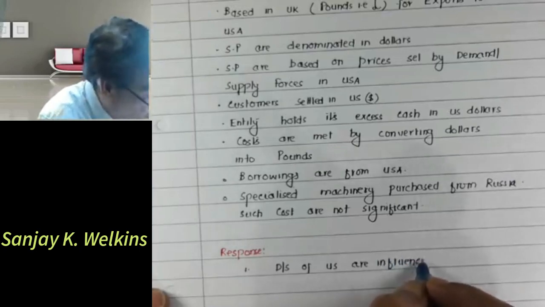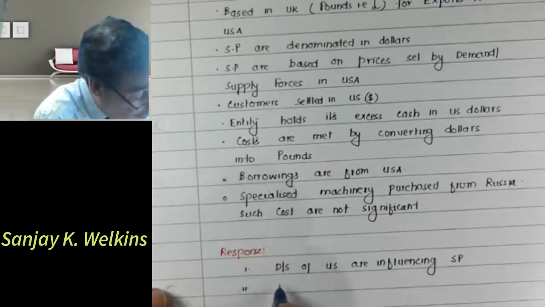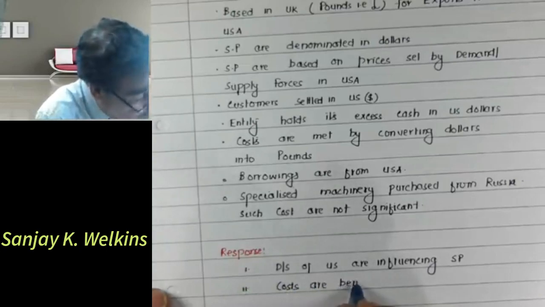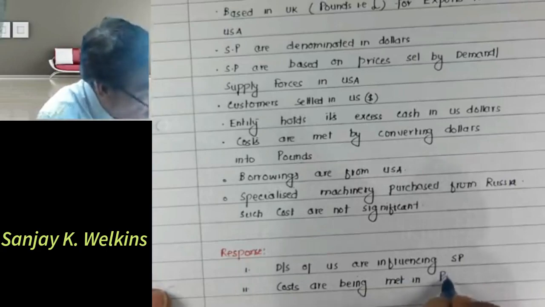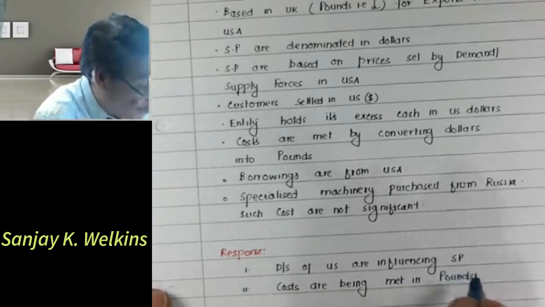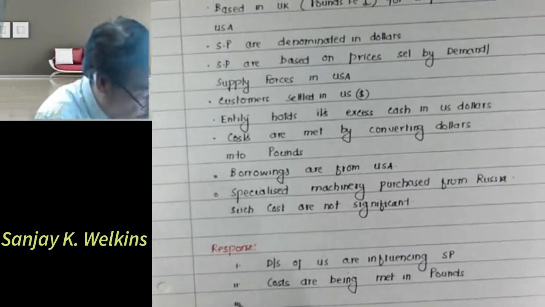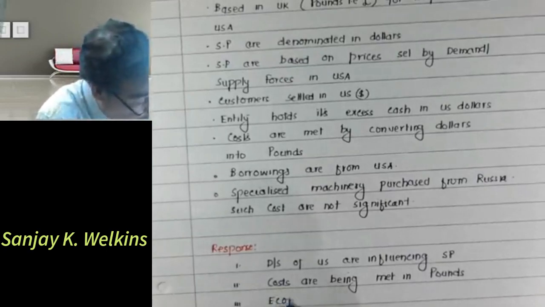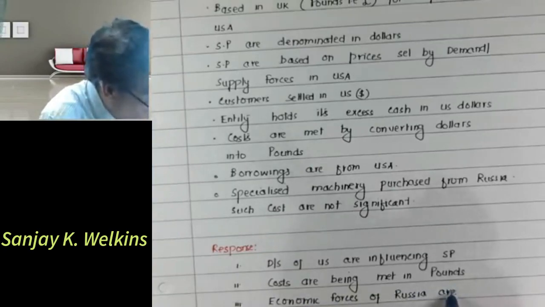Demand supply of US are influencing selling prices, correct? But costs are being met not in dollars, because dollars are converted into pounds, so they are being met in pounds. Although we are having a machinery from Russia, it is not important. Economic forces of Russia are not material.